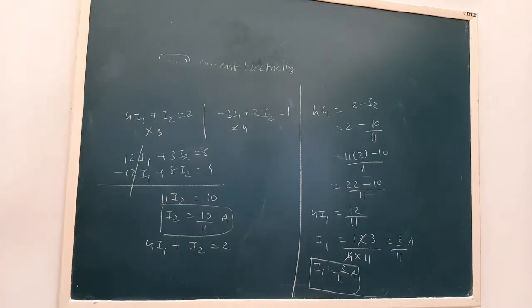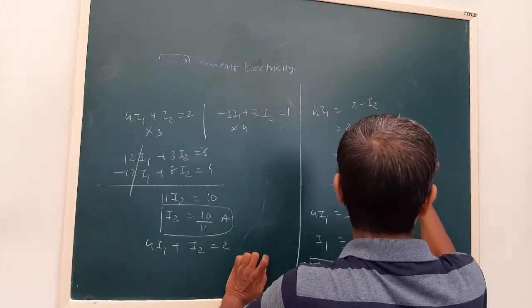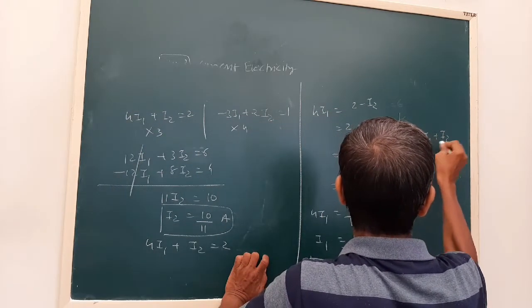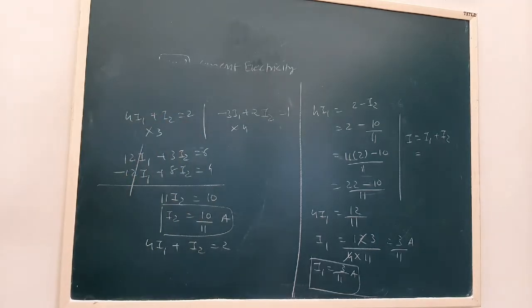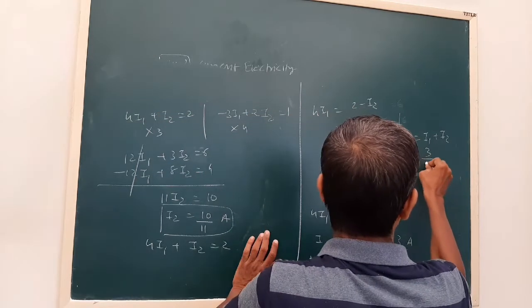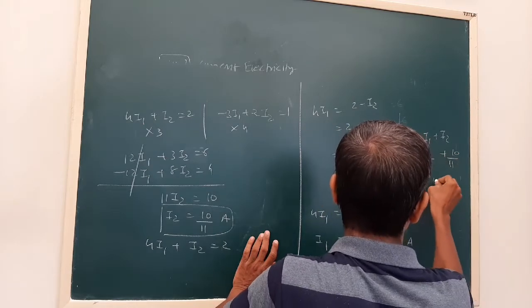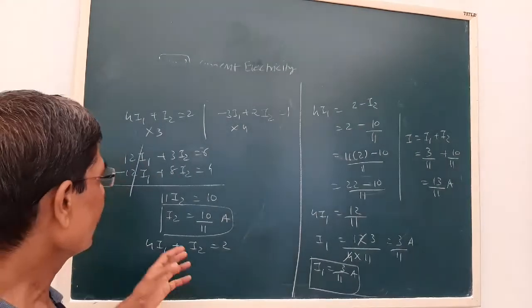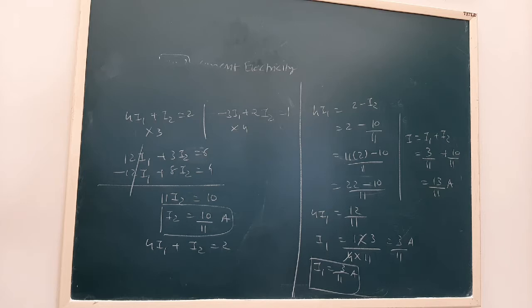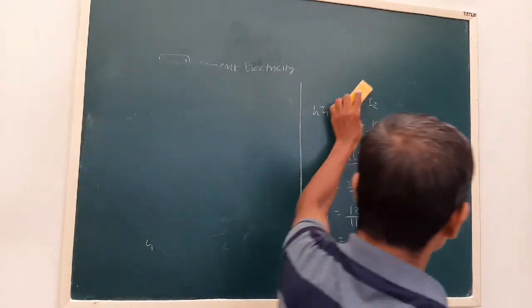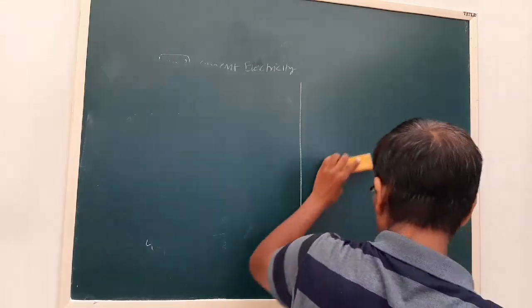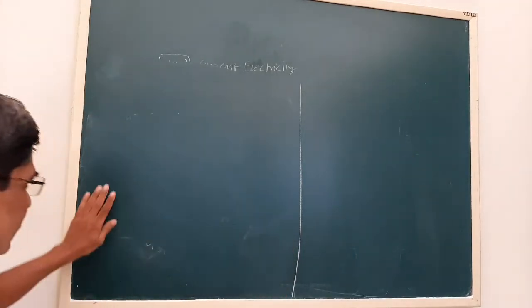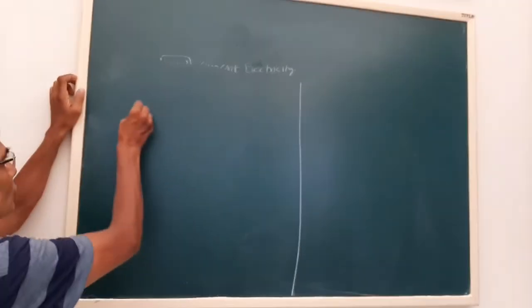Now suppose we are asked for the total current in the circuit, then I is equal to I1 plus I2, that is 3 by 11 plus 10 by 11. So this is how we can analyze any circuit by using Kirchhoff's first and second law. This is how we have used it in the circuit to find the current. Now I am giving you some sums for practice that you can try yourself. Later on we'll have solutions also.